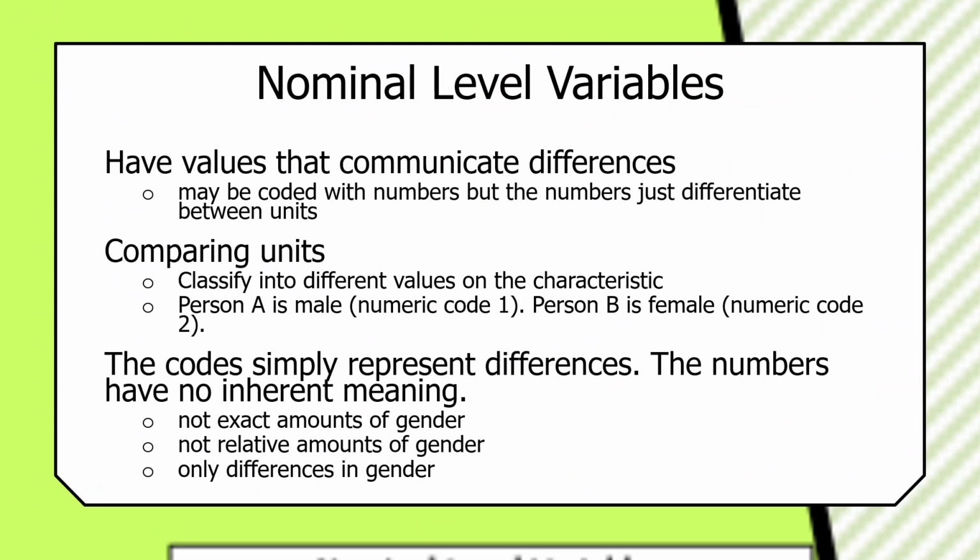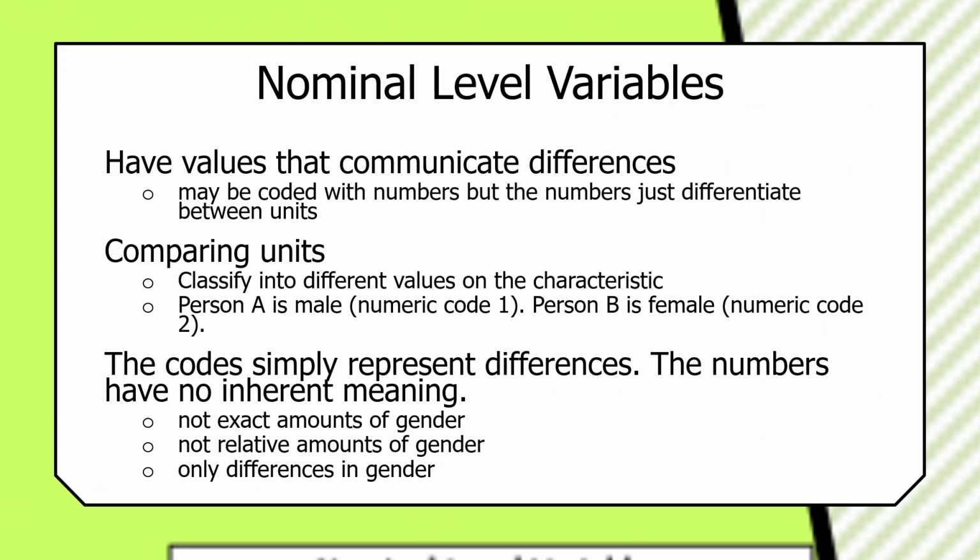Person A is male. Let's just say that's numeric code 1. Person B is female. Numeric code 2. The two numbers permit us to say there is a difference in categories here. The codes simply represent differences. The numbers have no inherent meaning. They do not represent exact amounts of gender. That on its face doesn't make any sense. Not relative amounts of gender. You wouldn't say that females have more gender than males.